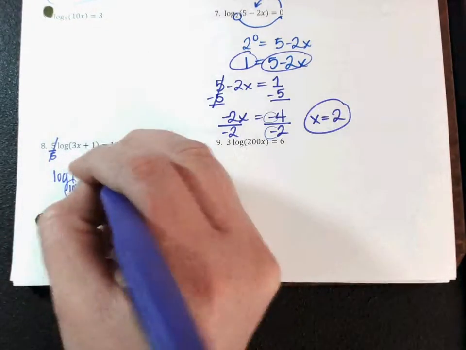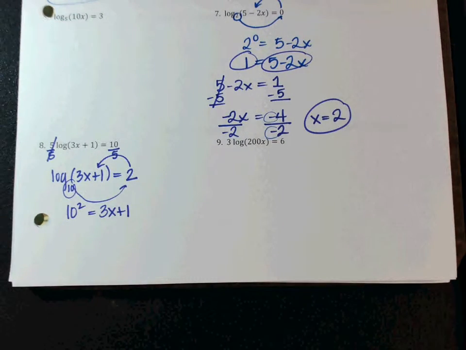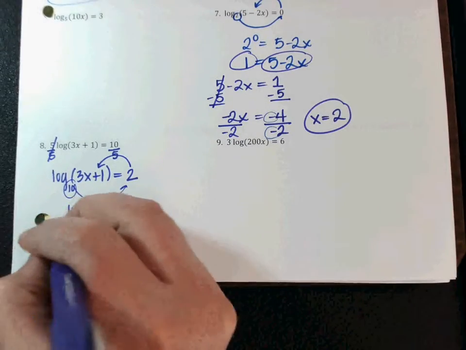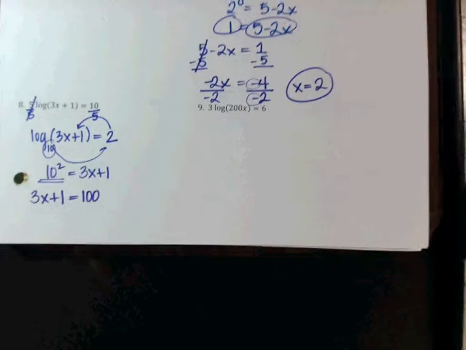Bring it back around, equals 3x plus 1. Then from there, 10 squared is how many? 100. And then I'm going to go ahead and flip-flop it. So I'm going to let my 3x plus 1 side come first. I'm going to let my equals 100 come second. What would my next step be?